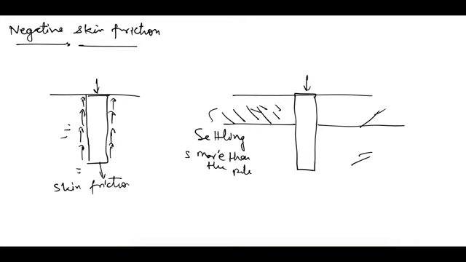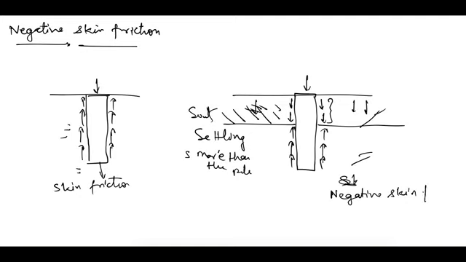So what happens in this case? When the soil is settling more than the pile, when the soil tries to settle in this direction, it applies some frictional drag on the pile in the downward direction, whereas in this zone where the pile is settling more, the frictional drag is applied in the upward direction. So due to the settlement of the soil, when this frictional drag is applied in the downward direction, this frictional drag is known as negative skin friction.